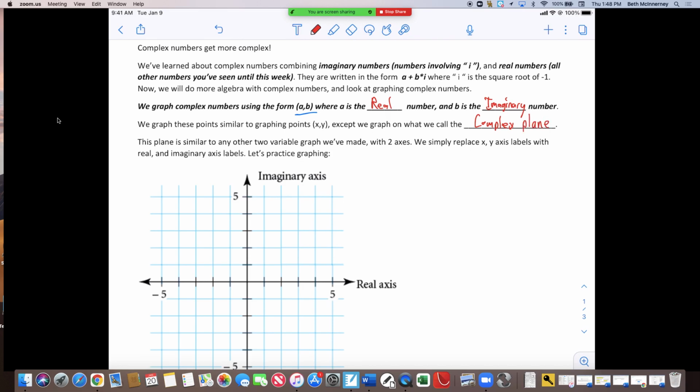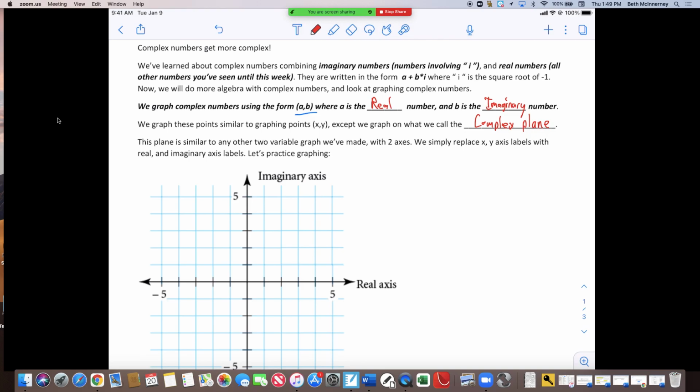Okay? And similar to how we have an x-axis and a y-axis, we're going to have a real axis and an imaginary axis, just like how xy correlates with a and b. The xy axis is going to correlate with that real and imaginary axis, okay? And we're going to call this the complex plane.